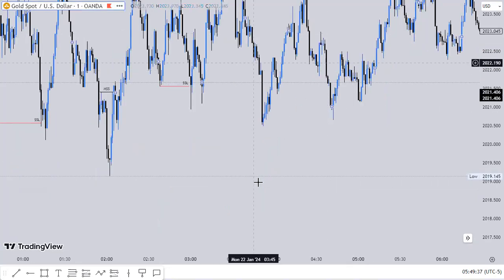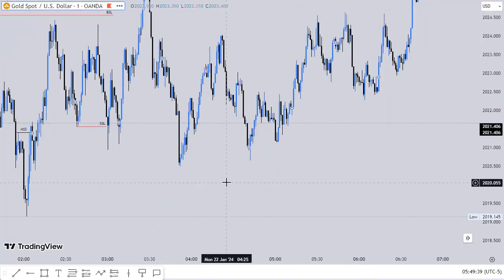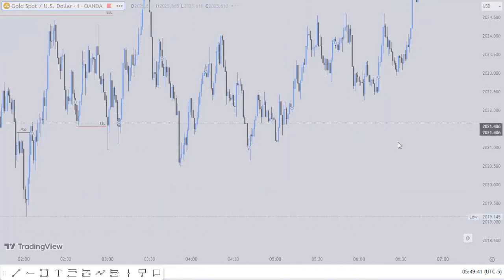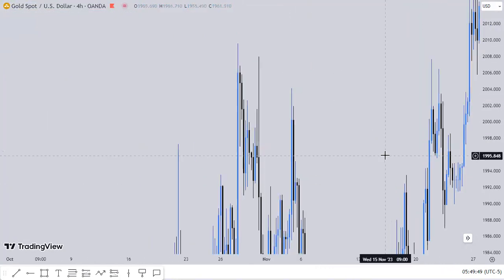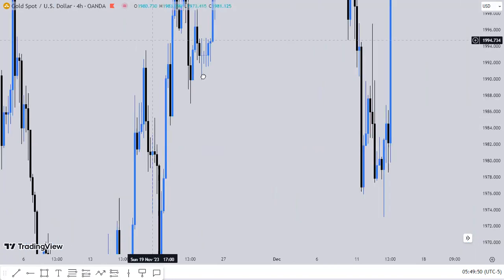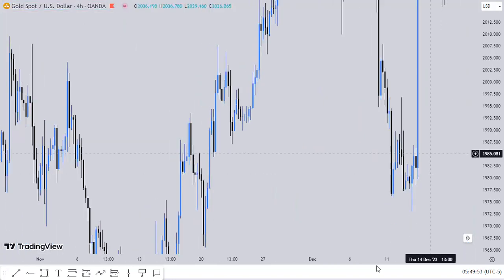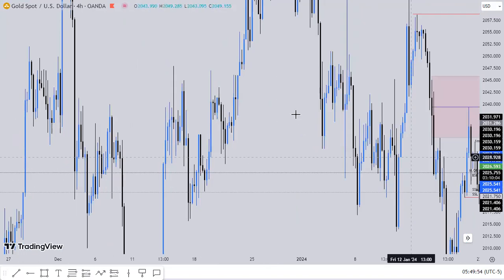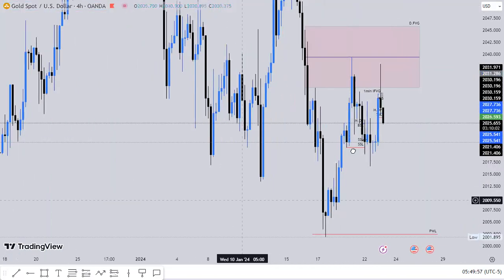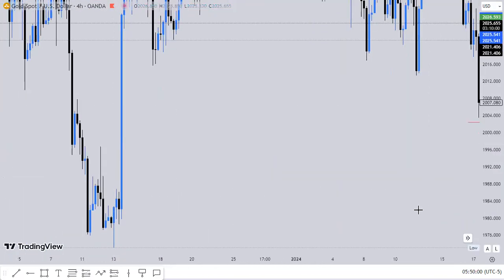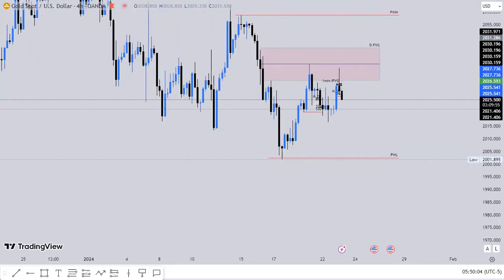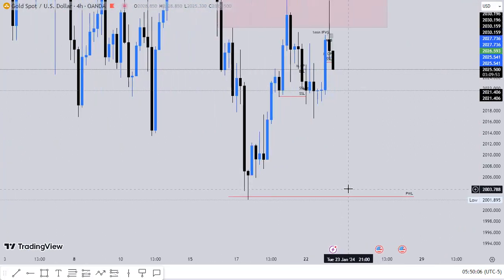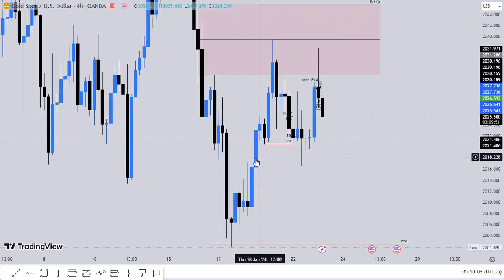So here, after taking sell side liquidity, price dug into the 4-hour fair value gap. We have a 4-hour fair value gap. I don't add everything to my chart. I like my chart to be clear, okay? So this is the fair value gap that I'm talking to you about here.